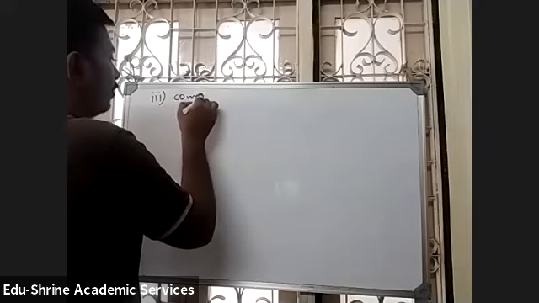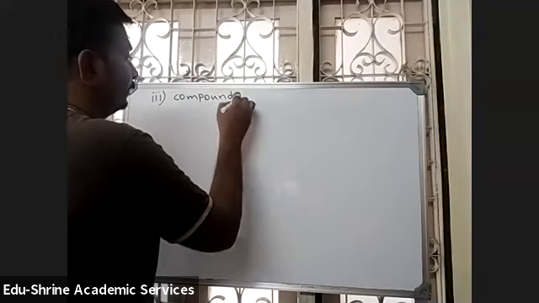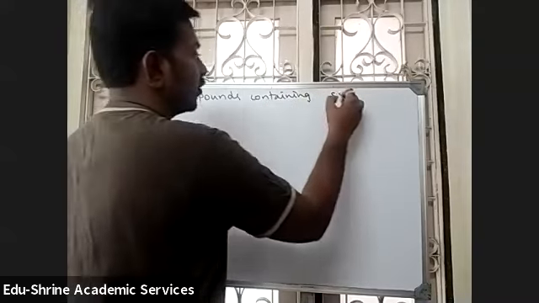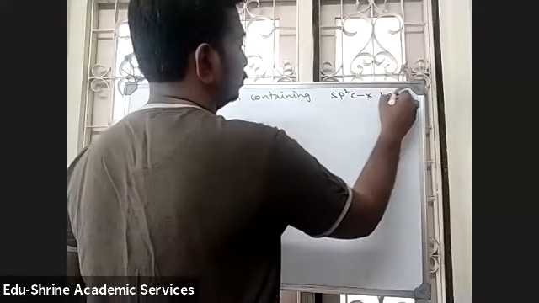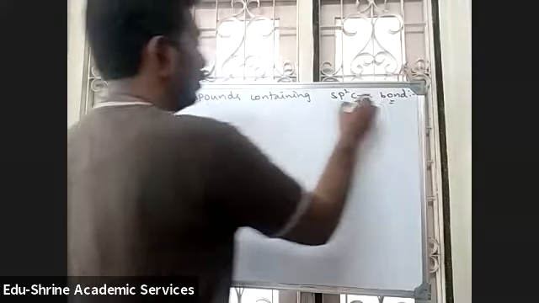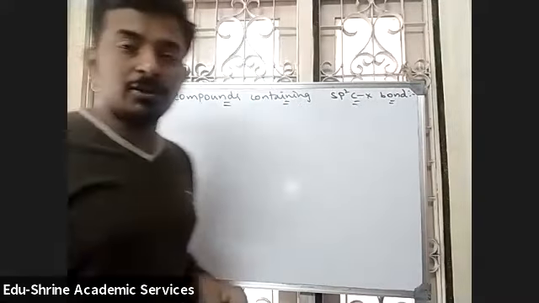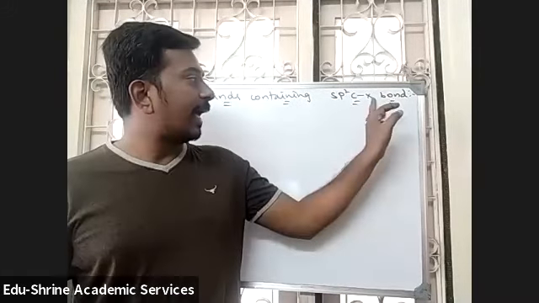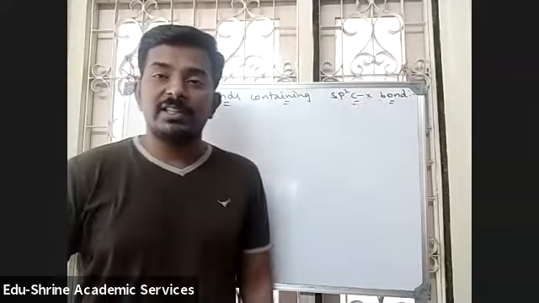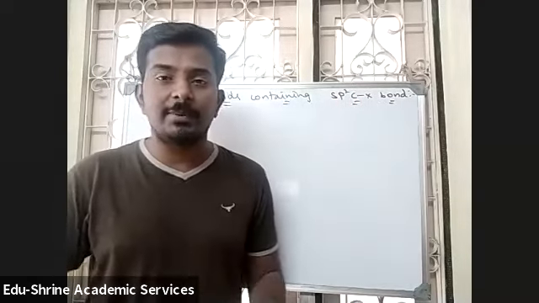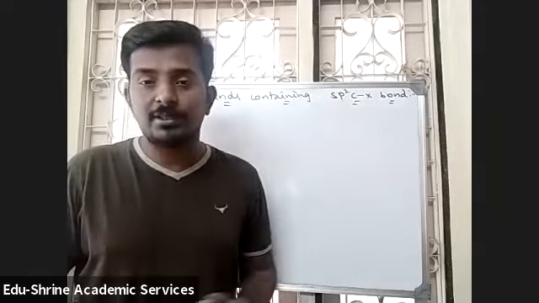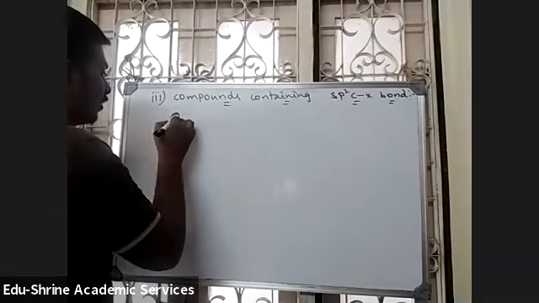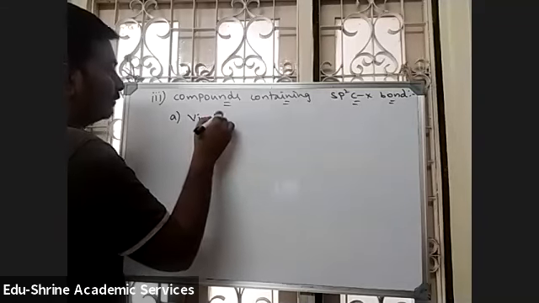is the compounds containing the sp2 C-X bond. So what do we mean by compounds containing an sp2 C-X bond? The halogen will be attached to a carbon which is sp2 hybridized. Before it was sp3 hybridized, now it is sp2 hybridized. So we have two types of such compounds. The first type of compounds are called vinyl halides.